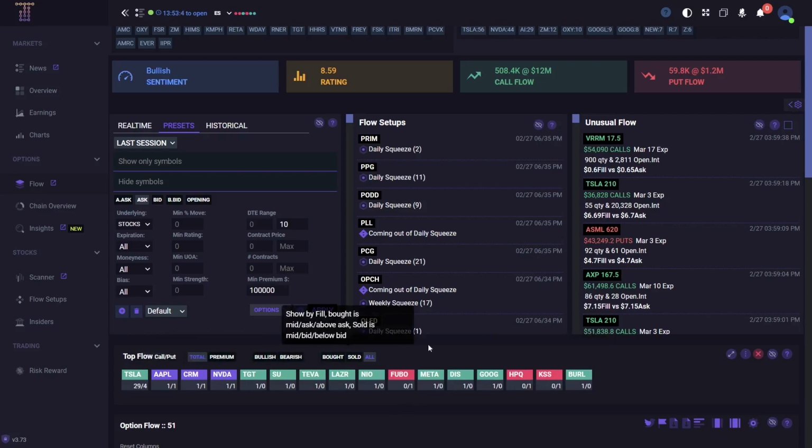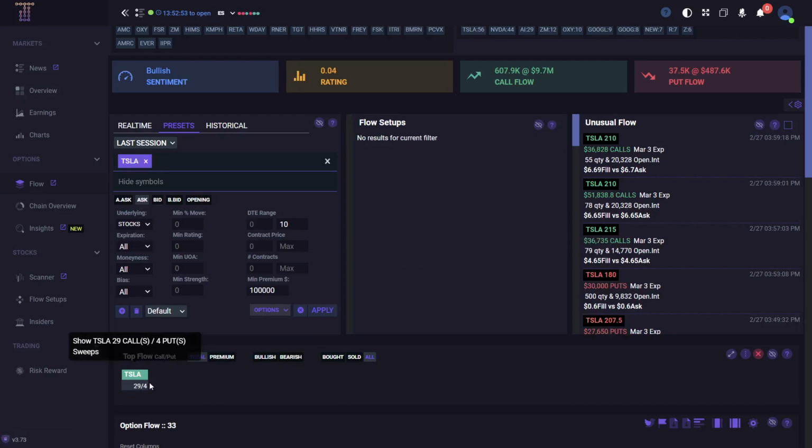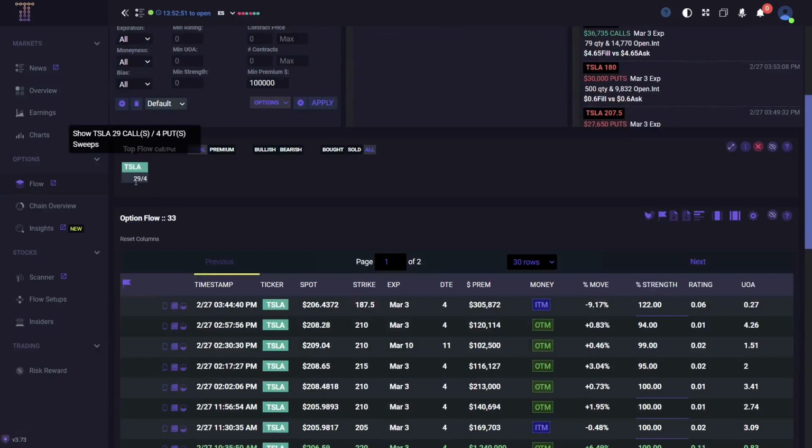One thing we have to consider is we're not really worried if there's only one or two contracts that are open. We want to see a lot of aggressive buying or selling. In this case, Tesla. Tesla had 29 call contracts and 4 puts today. As you see, the first number shows the calls, the second shows the puts.